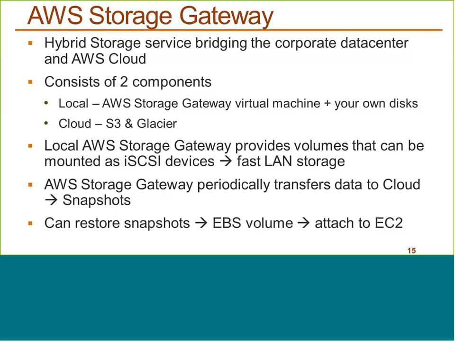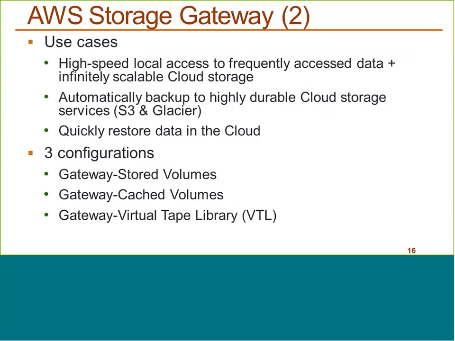Okay, so the use cases are essentially high speed local access for the storage. We will talk about frequently accessed data in a bit, but essentially it's high speed local access to the storage combined with infinitely scalable and highly durable cloud storage. The second use case is it can be used to automatically back up to a highly durable cloud storage, which is the use case I was talking about initially. It automatically backs up your data every hour to the cloud, while providing you LAN speed storage. So I think that's great.